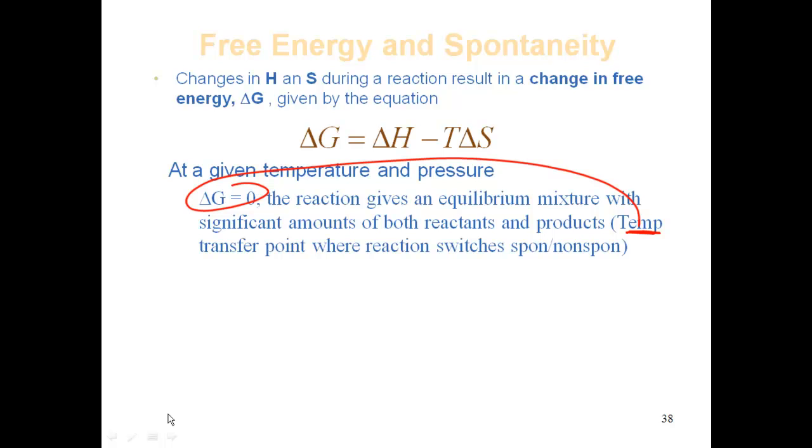is that transfer point where the reaction switches from spontaneous to non-spontaneous. If it was spontaneous all the way to a certain temperature, when I get to that temperature, where delta G is equal to 0, then it's going to flip to the other one, where the entropy will now be ruling, and we go from that point. So that delta G equals 0 is that switch point. If the reaction was non-spontaneous, from that point on it would be spontaneous, or vice versa.